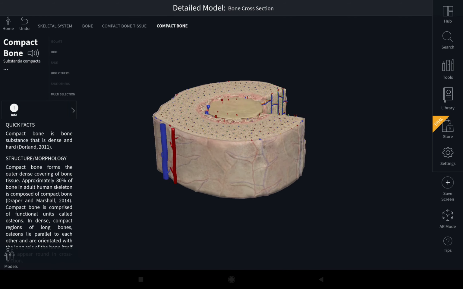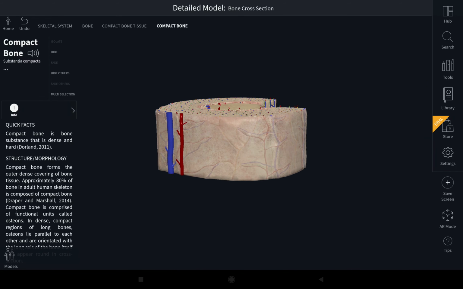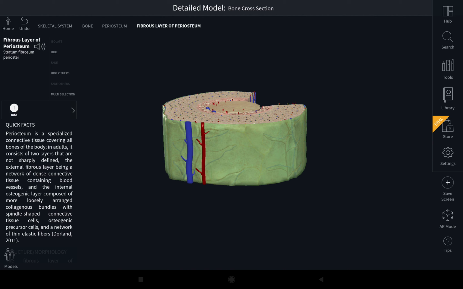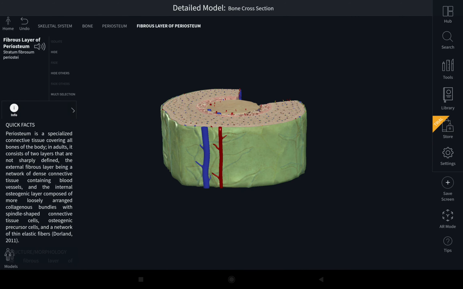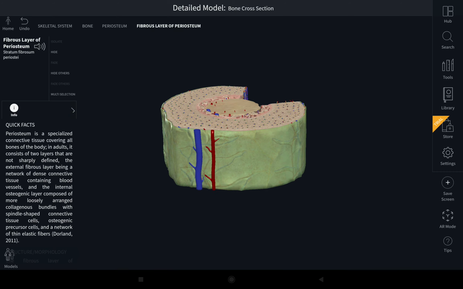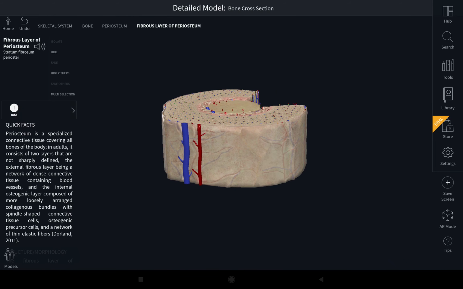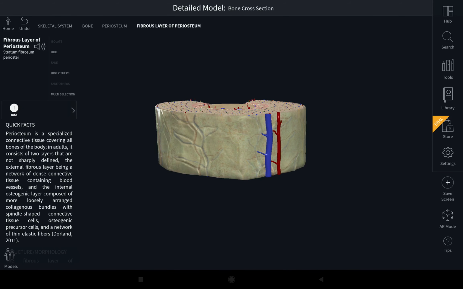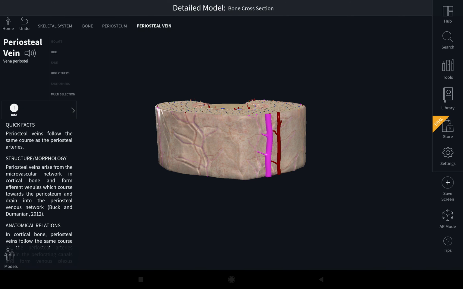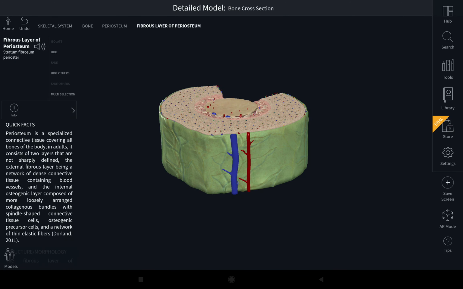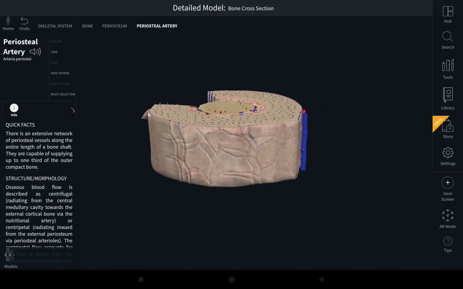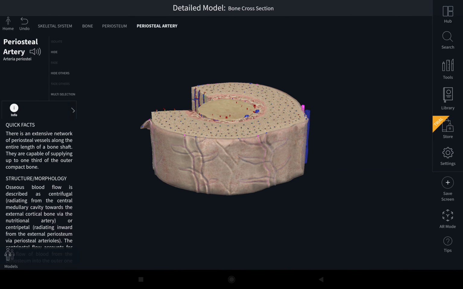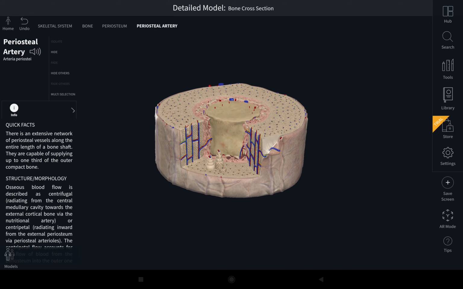So we discussed the periosteal vessels. Now we'll discuss the periosteal nerves. Look, the green indicator is the fibrous layer of the periosteum, and if we remove it, here we see some vessels. What are these vessels? These are the periosteal vein and the periosteal artery, which pierce the fibrous layer of the periosteum and intervene between the fibrous and osteogenic layers of the periosteum.